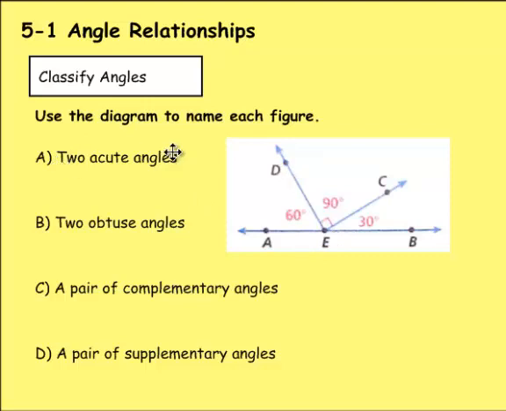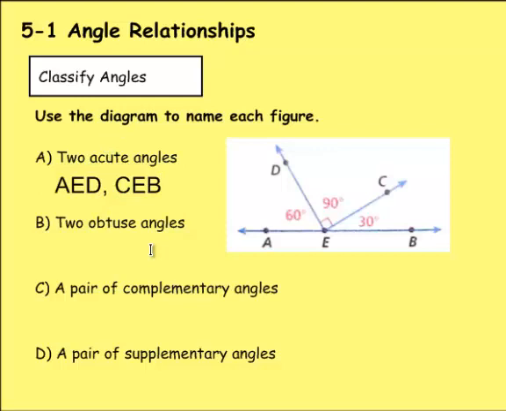So if I find two acute angles, that's two that are less than 90 degrees. I see that AED is an acute angle. So we do AED. And then my other one would be CEB. Notice I have E in the middle both times because E is the middle of the angle.